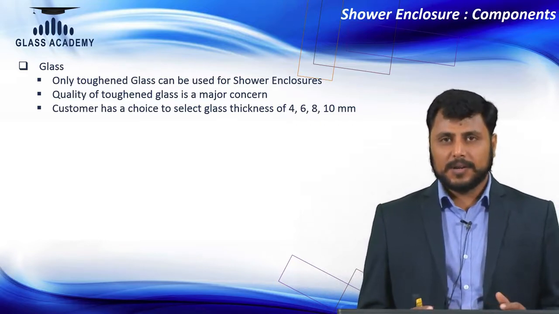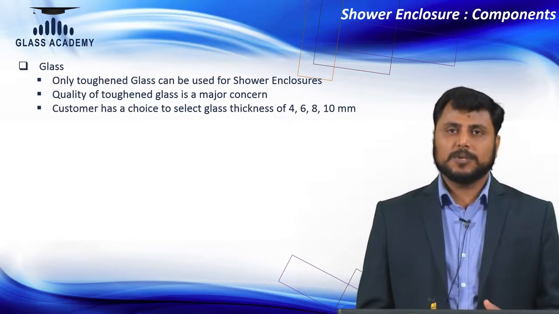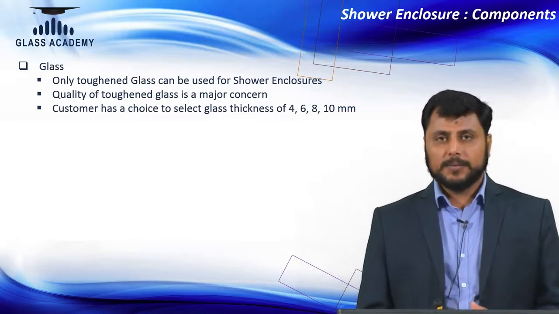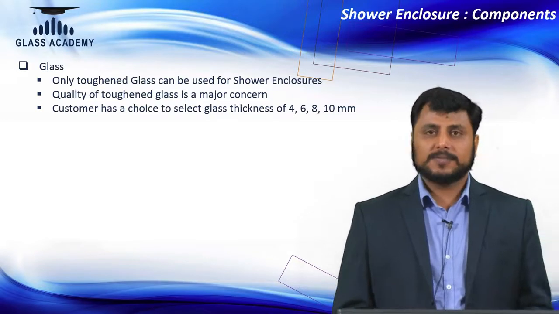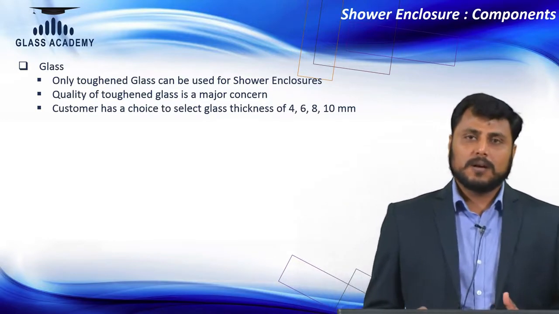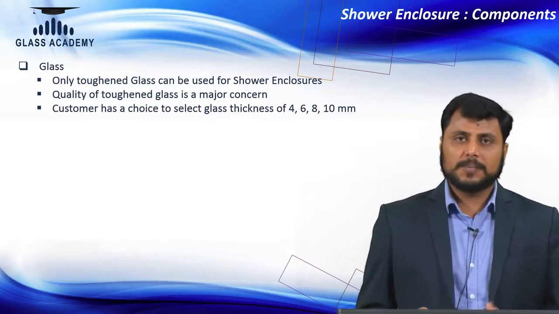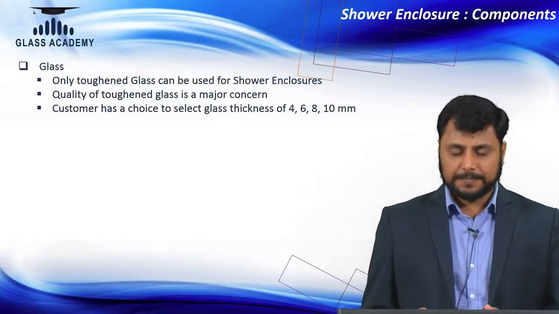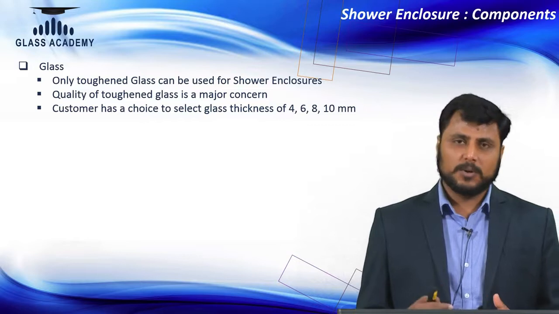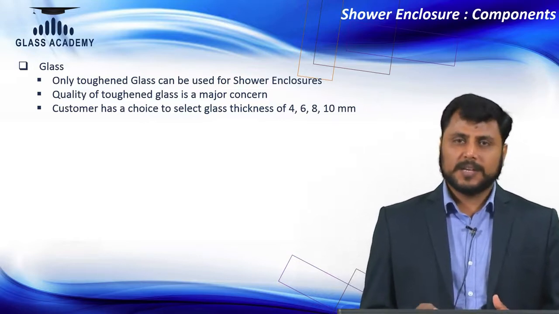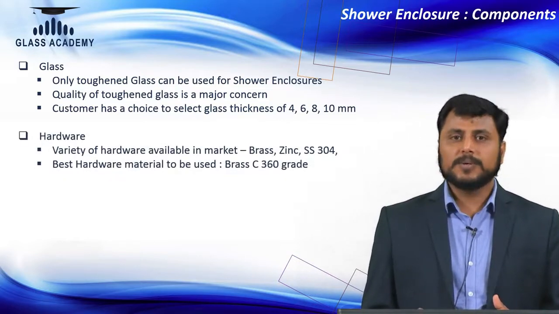Of course, there are a variety of glass which are being used and which can be used in this category, but majorly people consider toughened glass in this category. There is a choice of glass thickness also. A customer may select 4 mm, 6 mm, 8 mm and 10 mm as well. So, depending on the space, depending on the customer choice, depending on the load bearing capacity, it specifies what kind of hardware we need to suggest.